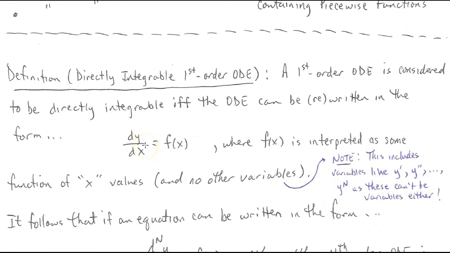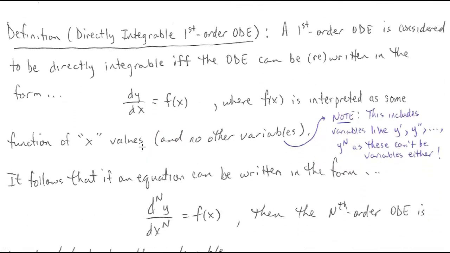All right, so the first thing we want to talk about is what is a directly integrable first order ordinary differential equation. In essence, it is just a first order ODE, and it's considered to be directly integrable if and only if, that's what the IFF here stands for, the ODE can be rewritten in this form. Basically this means that the first derivative of the function with respect to x is able to be written as just a function of x, or in general, just a function in one single independent variable.